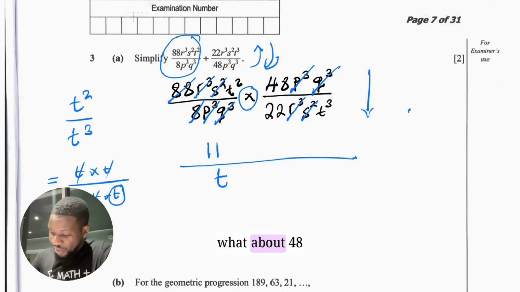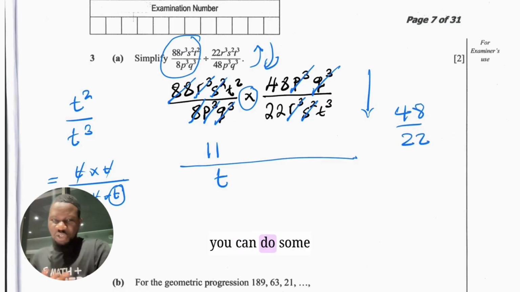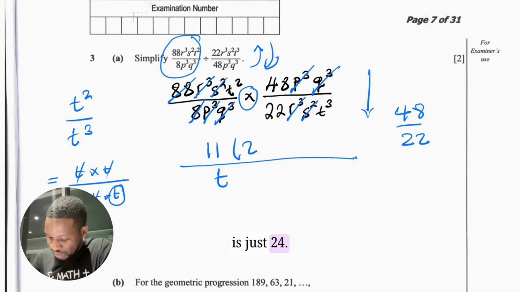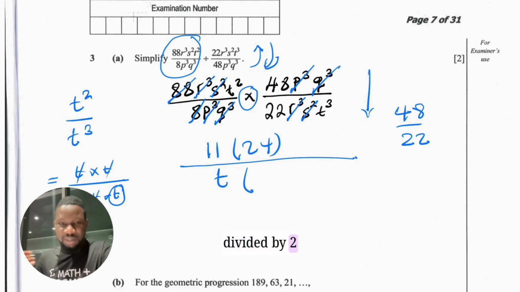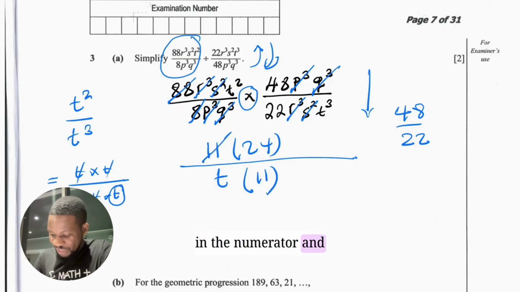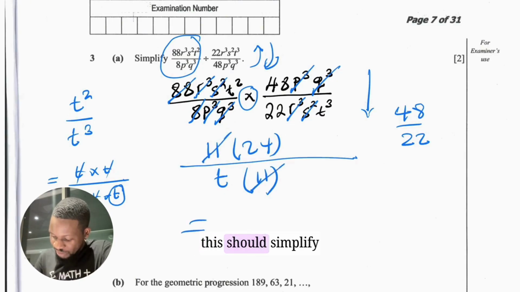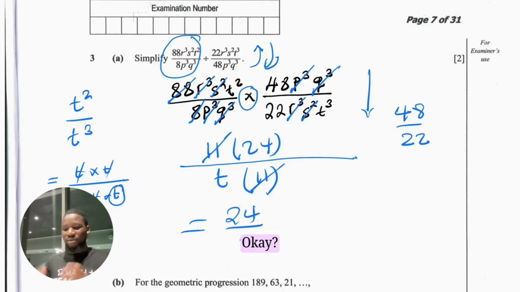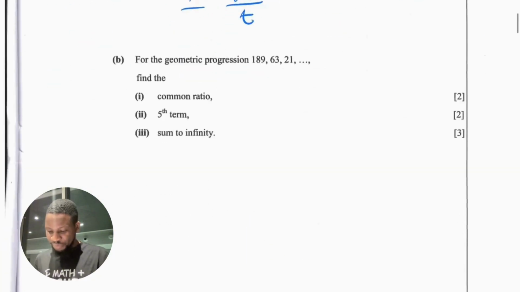Okay. All right, what about 48 divided by 22? Okay, so you can do some division, right? You can see that only 2 goes in 48 and 22 without leaving a remainder. So 48 divided by 2 is just 24, and 22 divided by 2 is just 11. Okay, but the beauty is that we have 11 in the numerator and 11 in the denominator, so this should simplify to 24 divided by t. Okay, 24 divided by t.